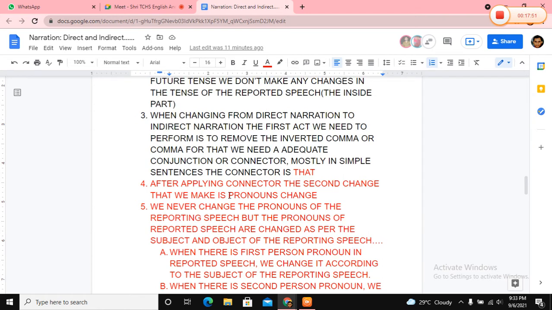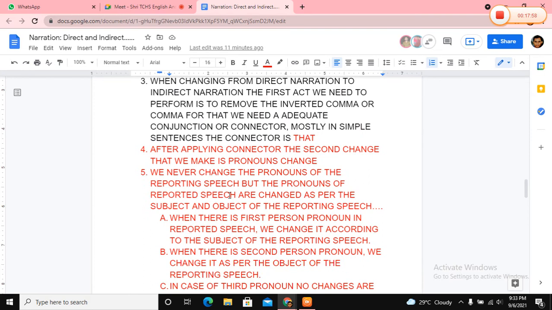So are you sure of the fifth rule? Is the fifth rule clear to you all? Yes, sir. The fifth rule says that for the part that lies outside the comma, we don't have to change the pronouns or the tense. But the part that lies inside the comma, its pronouns will be changed according to the subject and object of the outer part, the reporting speech.